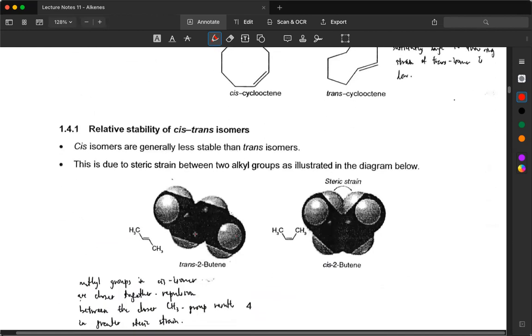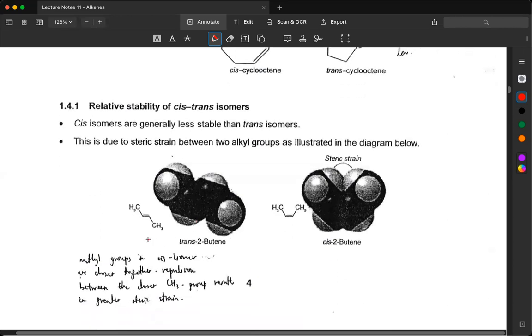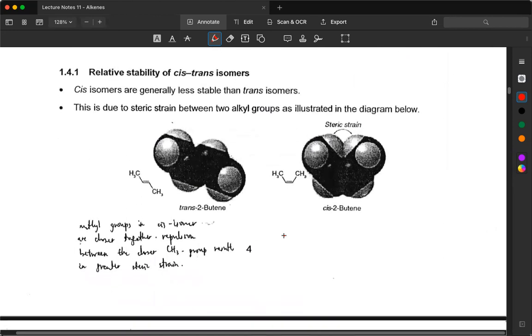Cis isomers in general are less stable than trans isomers because of the high steric stress experienced in the cis isomer. The methyl groups in the cis isomer are closer together. Therefore, there will be repulsion between the closer CH3 groups, which results in greater steric strain.